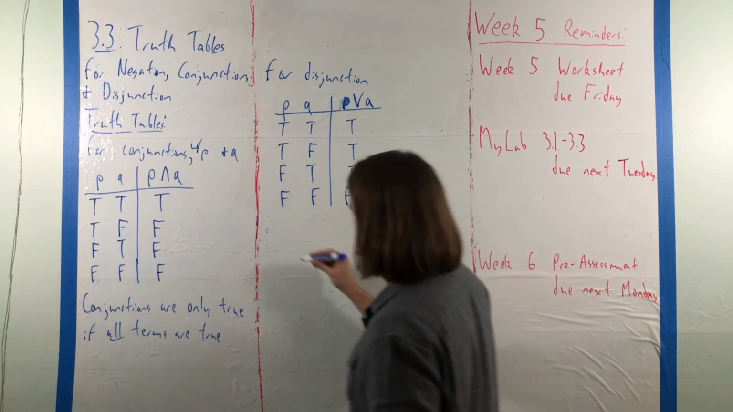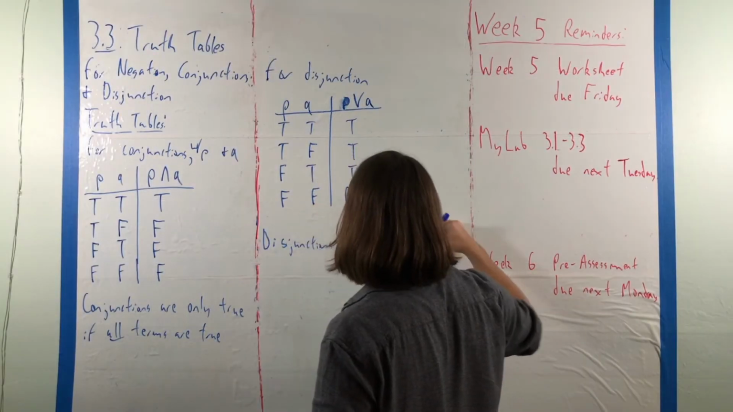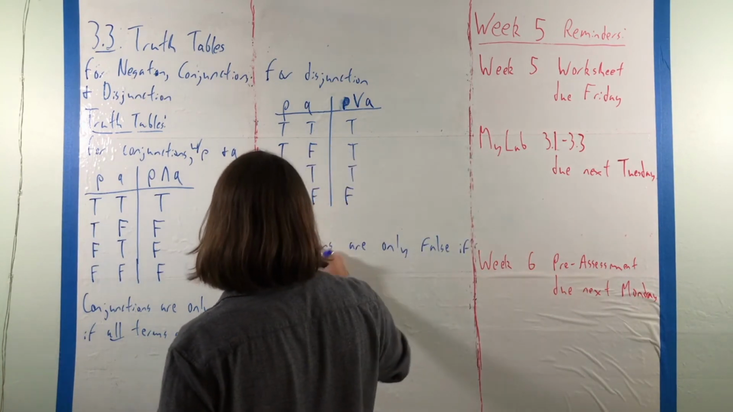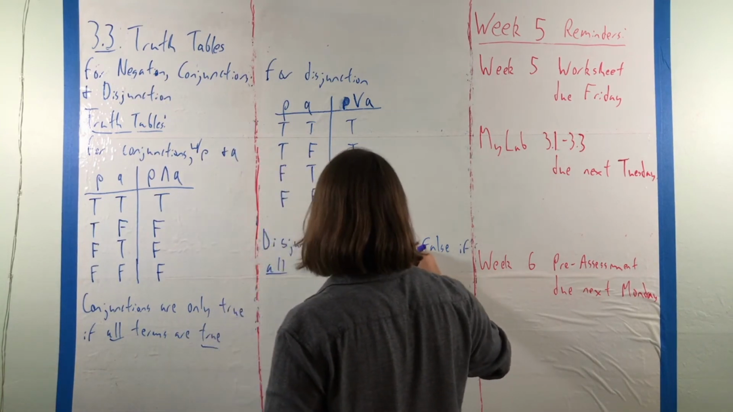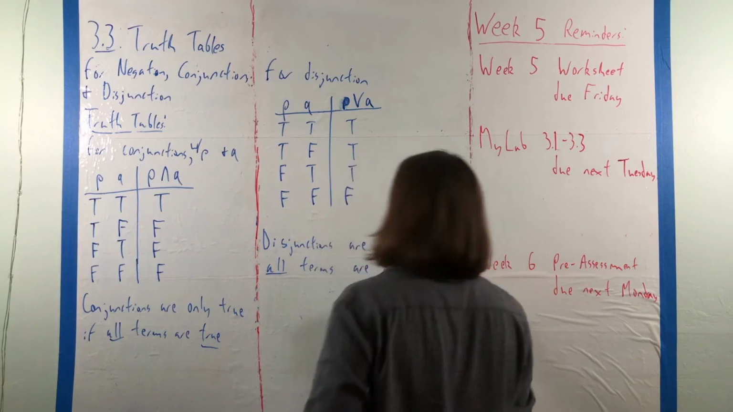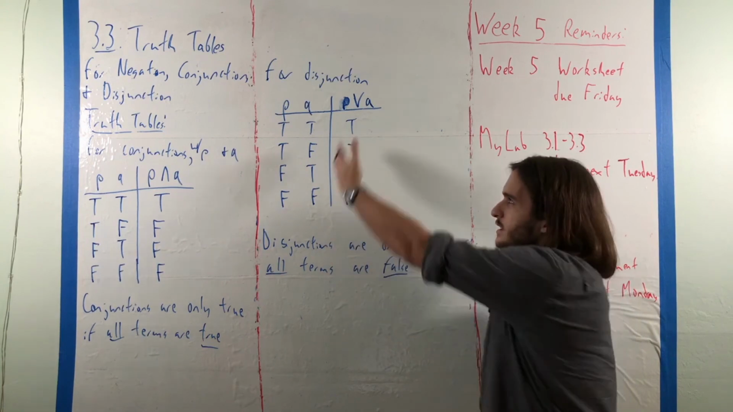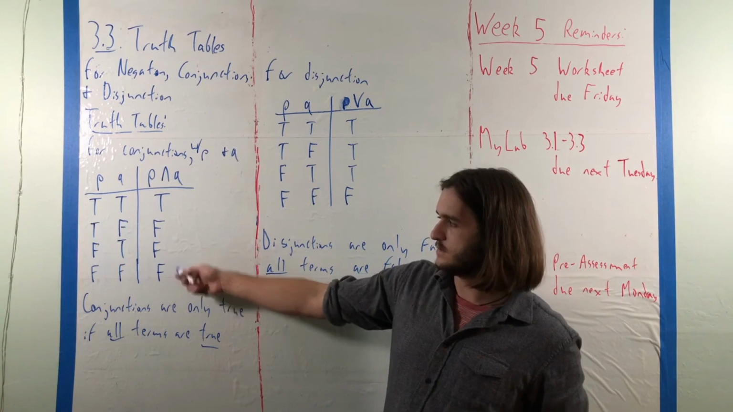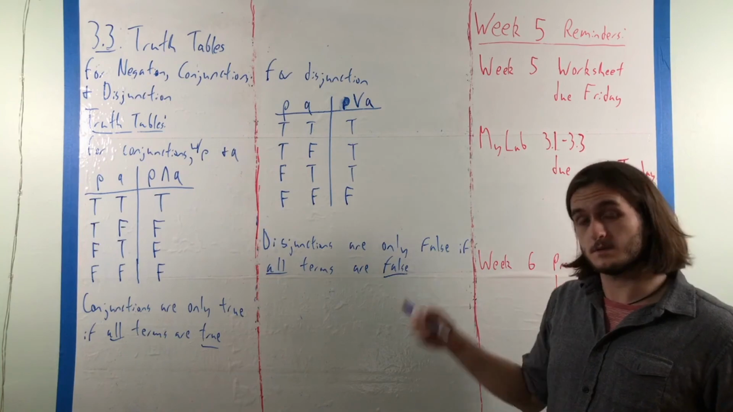And in general, disjunctions are only false if all terms are false. Because a disjunction says, okay, look at any of these things. If one of them's good, that's good enough for me. So, conjunctions, everything's got to be true to remain true. Disjunctions, everything's got to be false to become false.